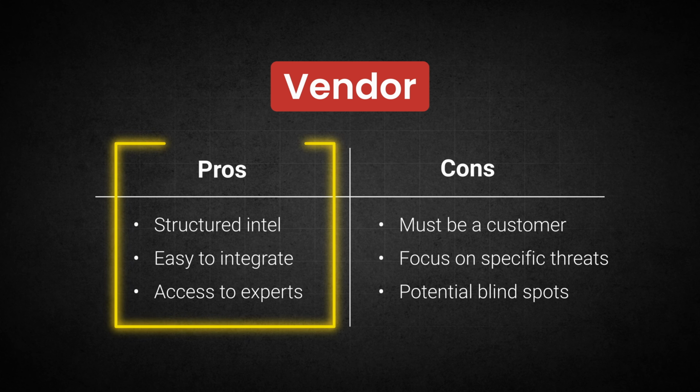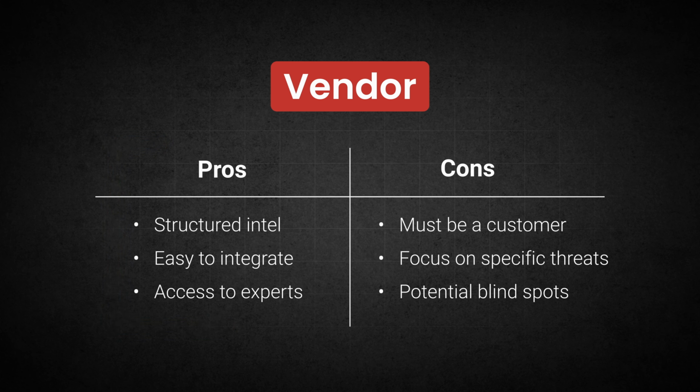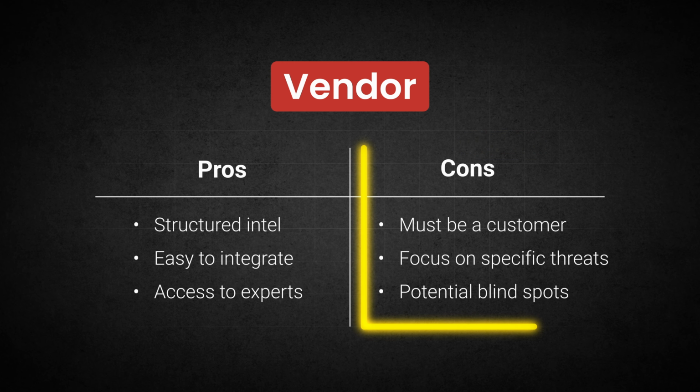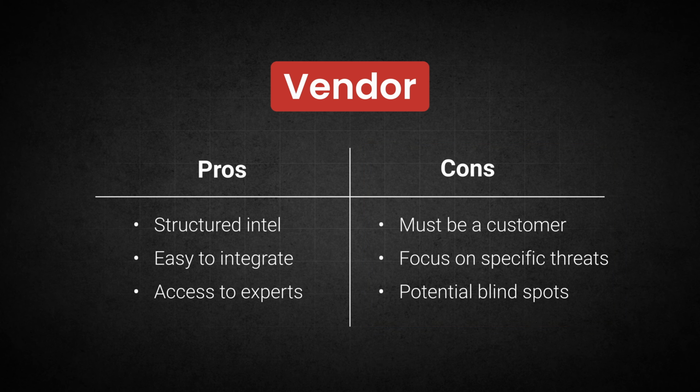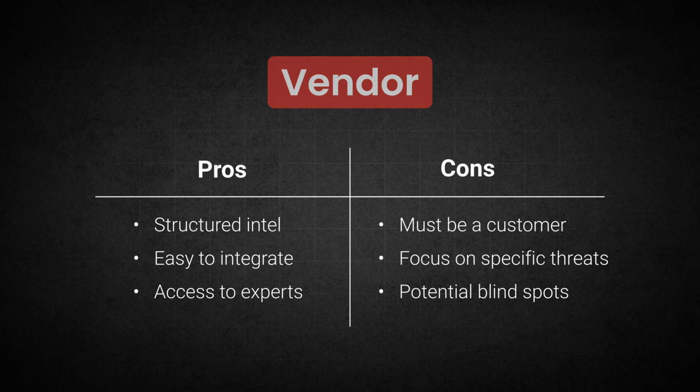Well, the intelligence is highly structured, machine readable, and easy to integrate into your existing security tools via APIs. It's backed by a world-class professional research team, giving you access to expertise you may not have in-house. But what about the cons? Well, it requires you to be a customer of a product, so there's always cost involved. The intelligence may be focused on threats that their specific products can detect, which can cause potential blind spots if you don't use multiple sources.